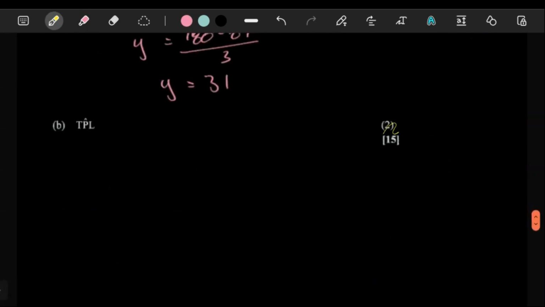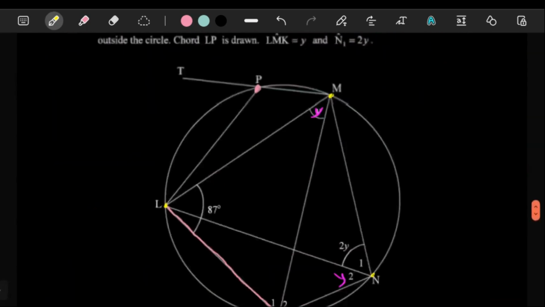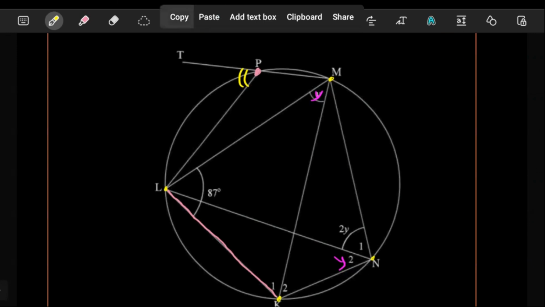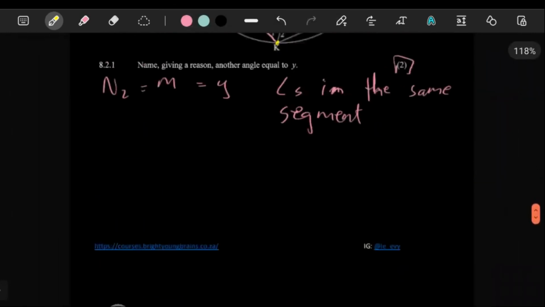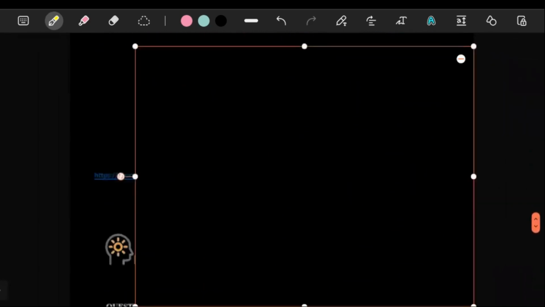Let's move on. 2 marks. They want the angle TPL. Where's TPL now? Okay, that just escalated so fast, it's almost scary. So the idea is, you do have at least all the angles. Okay, no, you don't have all the angles. What am I saying? You have Y. So I think that should be useful in a way.